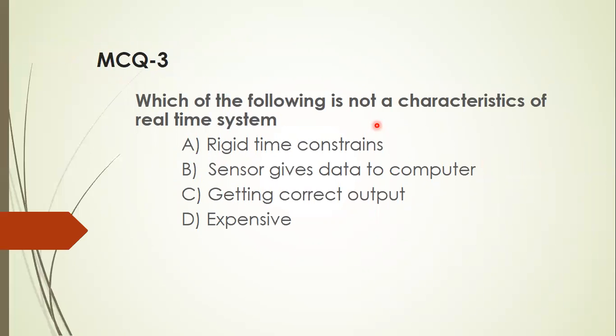Which of the following is not a characteristic of a real-time system? Rigid time constraint, any hardware, it's not real time. Rigid time constraint is definitely there, both in hard and soft. Sensor gives data to the computer. In any real-time operating system, the data should be given to the computer through the corresponding sensor. Getting correct output? No. Getting correct output is not a characteristic of a real-time operating system. The correct characteristic of a real-time operating system is to get the correct output at the correct time. Time is the major important characteristic. And expensive. True. Expensive is also true. The correct answer is C.